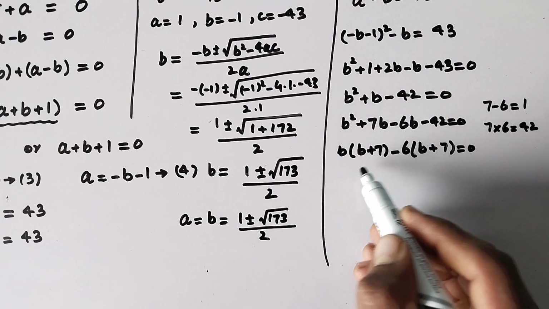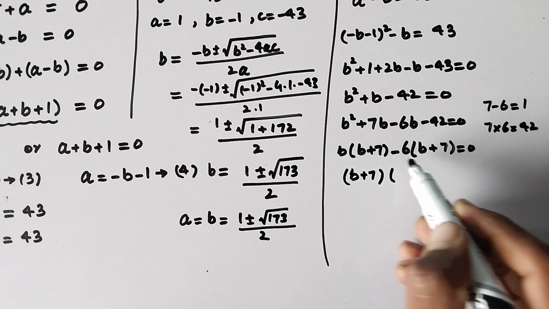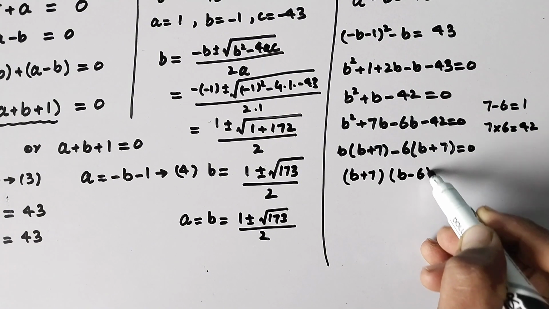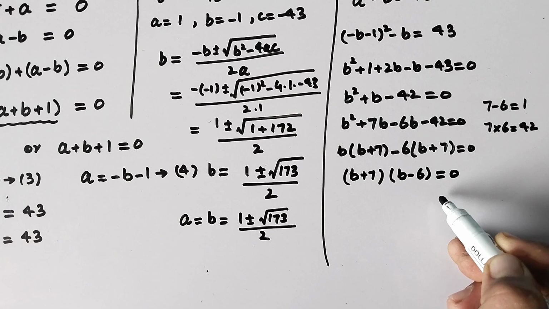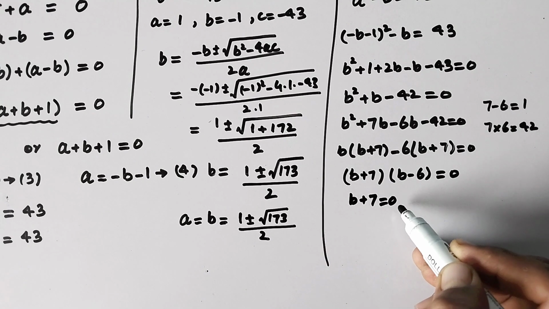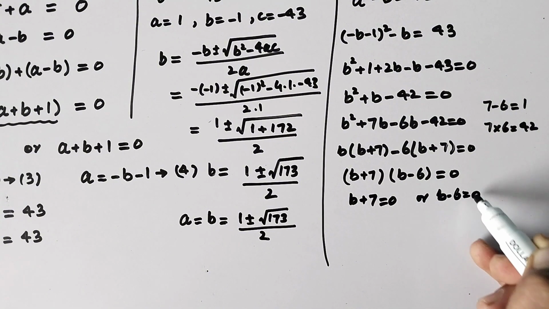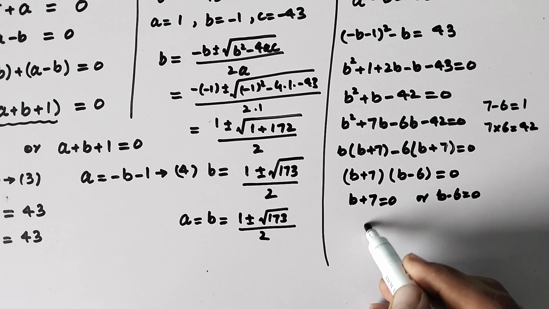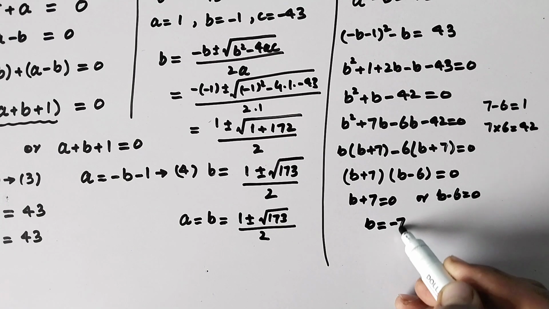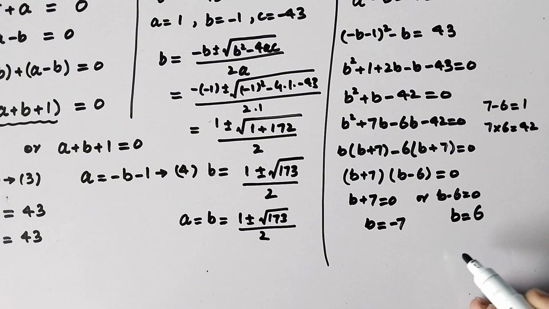Now b plus 7 is common, so here we are left with b minus 6 equal to 0, or b plus 7 is equal to 0, or here b minus 6 is equal to 0. So here b will be equal to negative 7, or here b will be equal to positive 6.